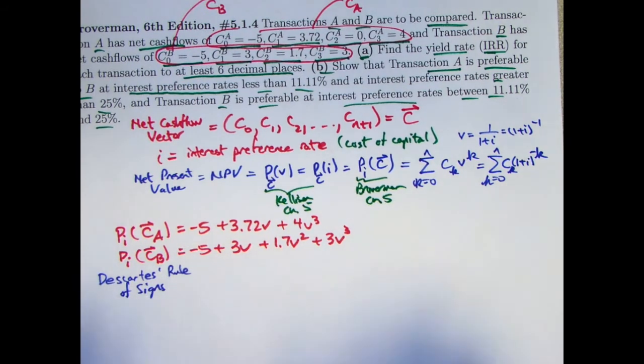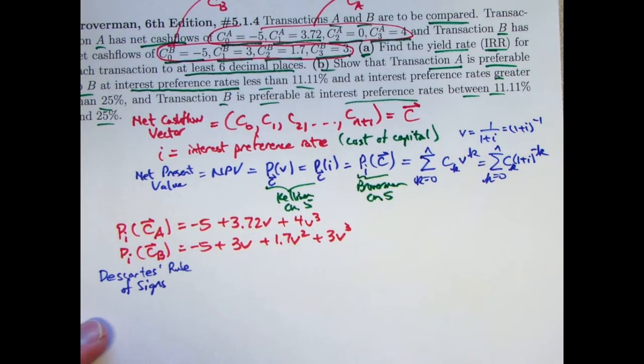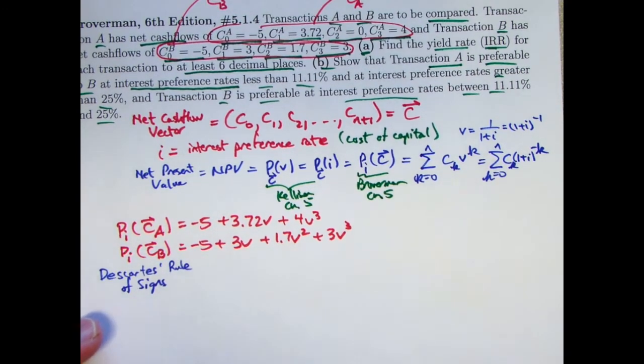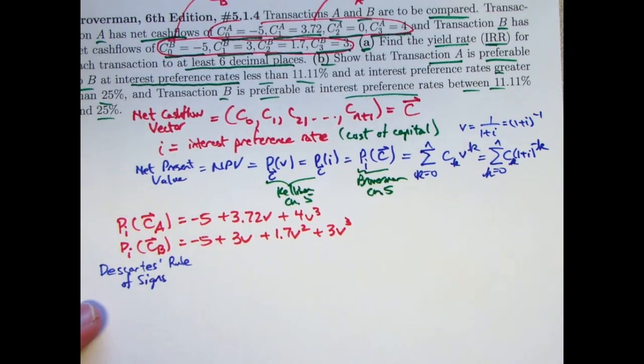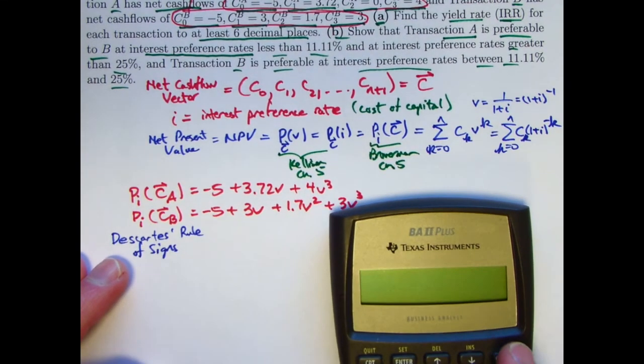So let's go ahead now. Descartes' rule of signs is more general than that. If you have more than one sign change, then different numbers of positive real roots can happen. I don't want to go into the details. I would encourage you to look it up. Let's go ahead and find the IRRs now, just with the calculator.